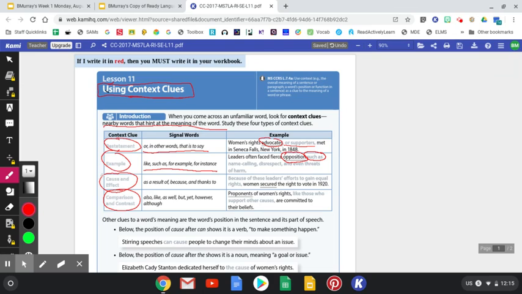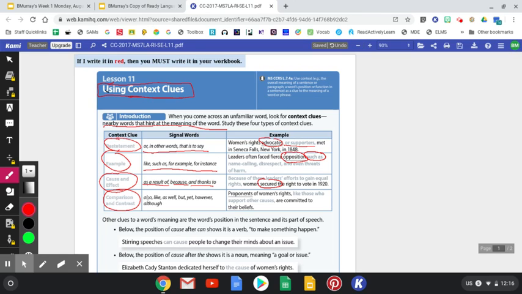Then my next one is cause and effect. Key signal words are as a result of, because, and thanks to. So here in my example sentence, because of these leaders' efforts to gain equal rights, women secured the right to vote in 1920. Well, the word is secured, and I'm looking for a cause and effect relationship. So because of these leaders' efforts to gain equal rights, women secured the right. That lets me know that because somebody did something, something else happened. And it helps to let me know that secured means they got it.